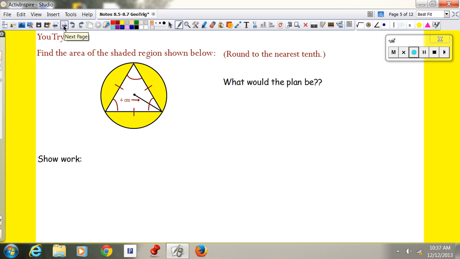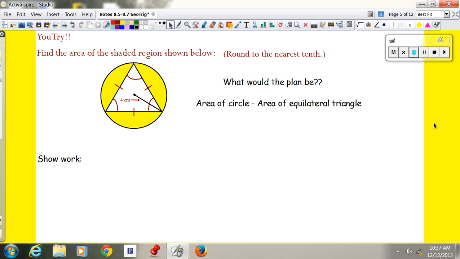Find the area of a triangle. Find the area of a circle. And subtract the triangle out of the circle, right? Because we know the circle is bigger. So I'm going to take the circle and I'm going to subtract the equilateral triangle. How do I know it's an equilateral triangle? It tells me there's tick marks on all 3 sides, right?